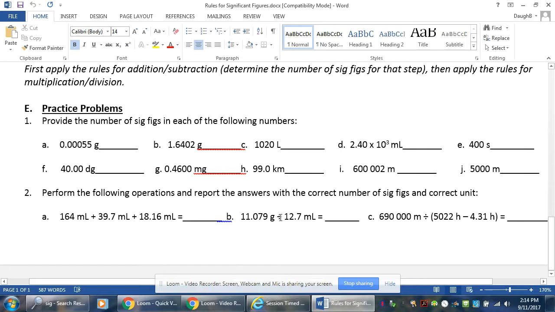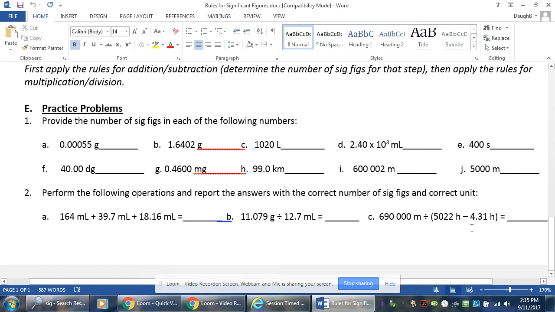B, this is division. Therefore, it's the new rules. You go by whichever number has the least number of sig figs. So in this case, this one has 5 sig figs, this one has 3. This one's less, so your answer will have 3 significant figures.